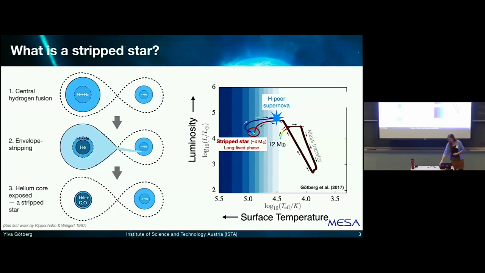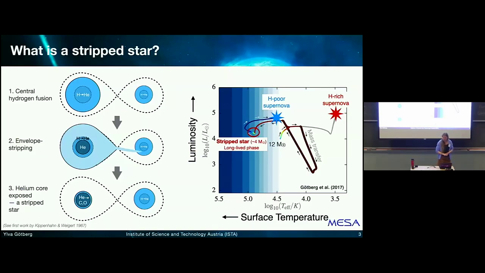anyway, it will be hydrogen poor, and in comparison to a single stellar counterpart, which would be a hydrogen-rich supernova, we would have completely different progenitors and completely different supernovas. So you can have some change in the evolution thanks to this envelope stripping.